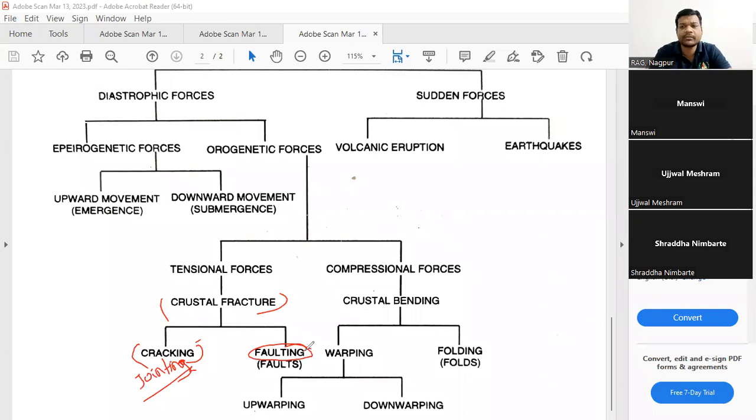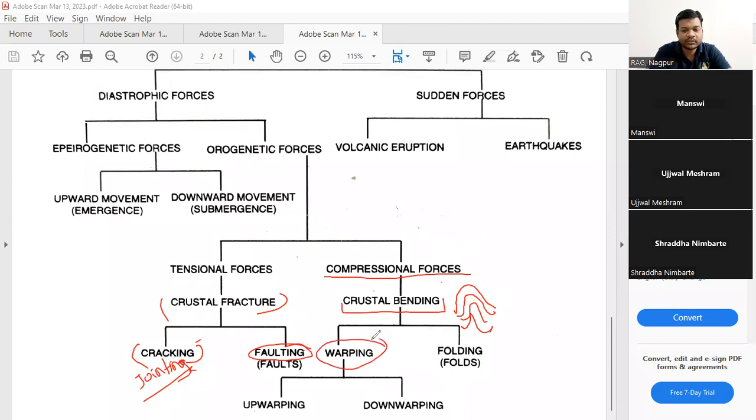That means any kind of fault which we have learned. I have given you a detailed account of faults, types of faults, and how they develop, so any kind of fault can be considered under this crustal fracture. Whereas in the case of compressional forces, it is crustal bending. It just bends the crust like this.